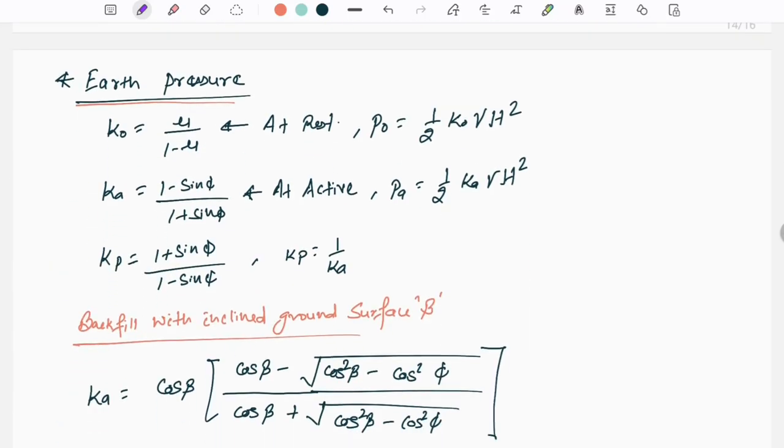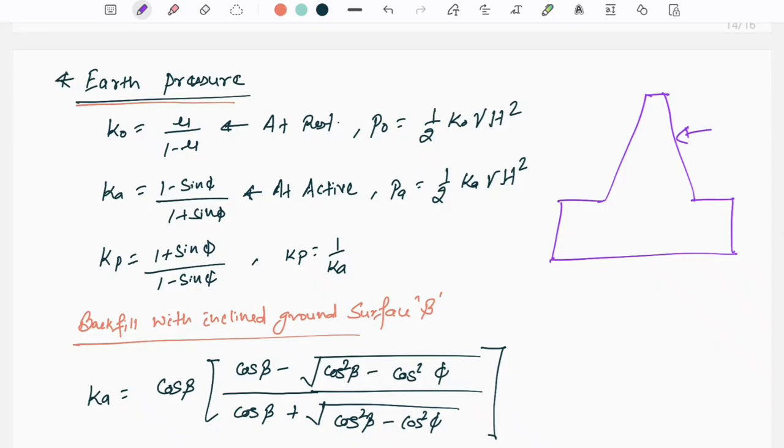Now come to earth pressure. In earth pressure, as we know, there is the concept of the retaining wall, the cantilever retaining wall and the gravity retaining wall. These retaining walls come into the picture because of this. Design of a retaining wall is done to retain the soil, and when the soil is retained, earth pressure comes on this retaining wall.